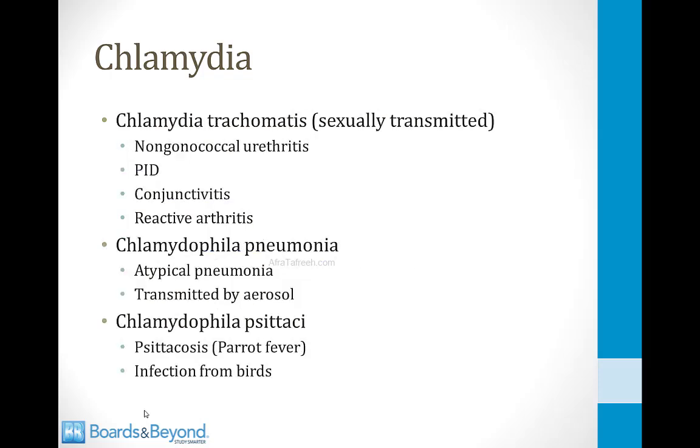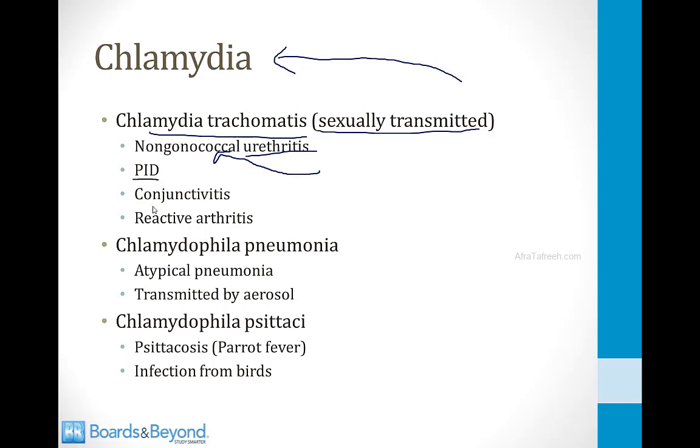There are 3 chlamydia bacteria that you need to know about. The first one is Chlamydia trachomatis, and this is the sexually transmitted bacteria that most people think of when they hear the name chlamydia. This can cause urethritis. It's called non-gonococcal urethritis, obviously, because it's not caused by gonorrhea, and it can also cause PID and conjunctivitis and something called reactive arthritis.